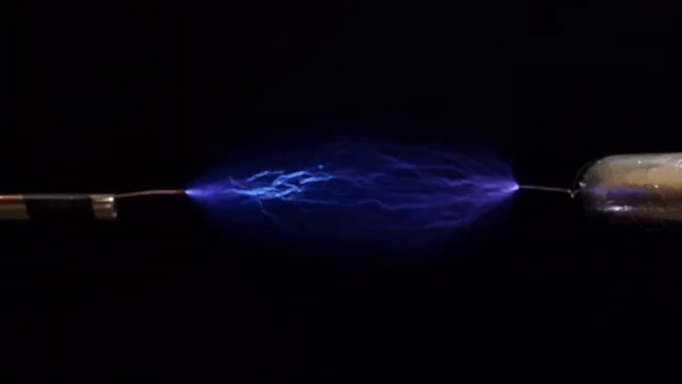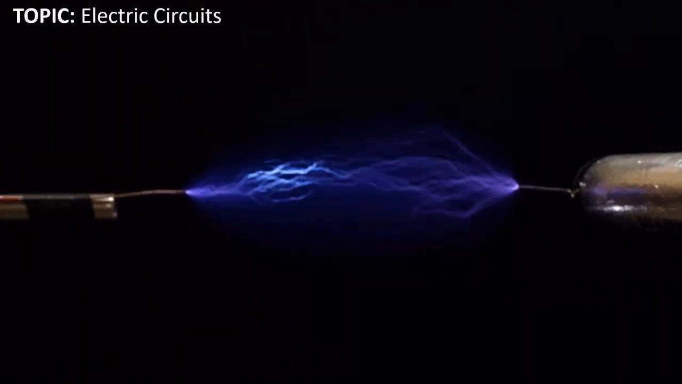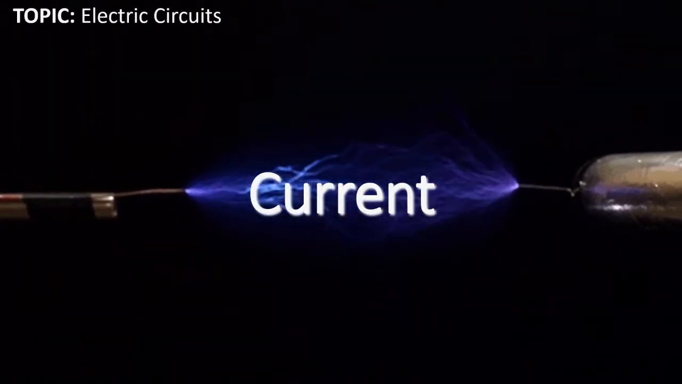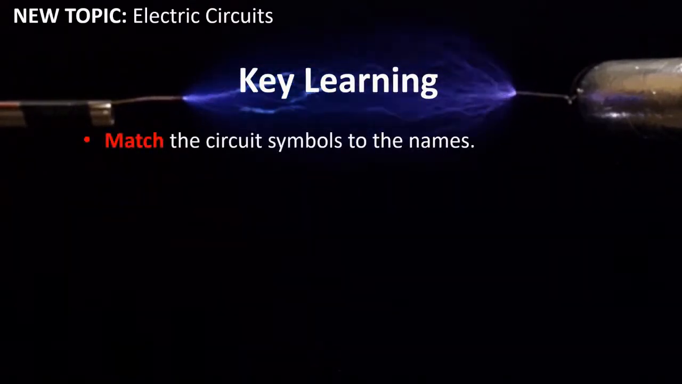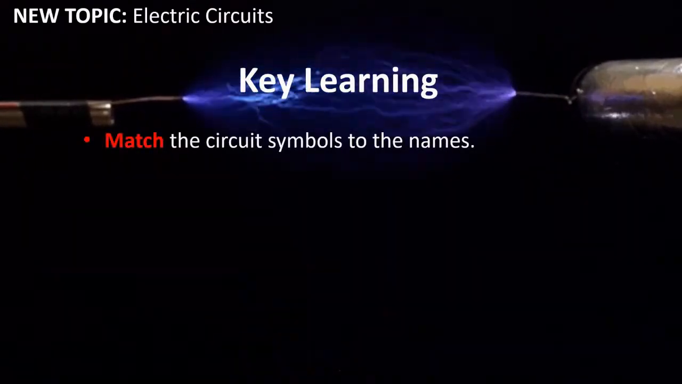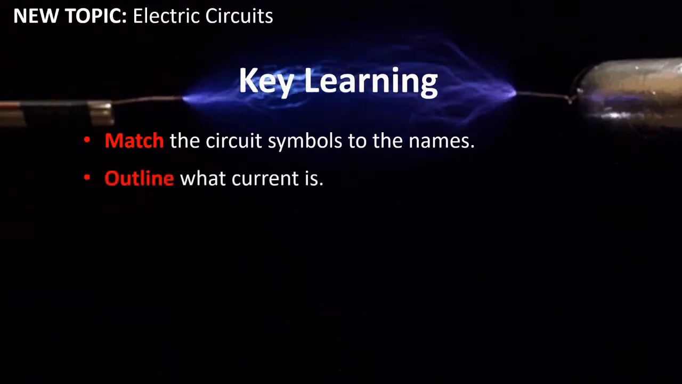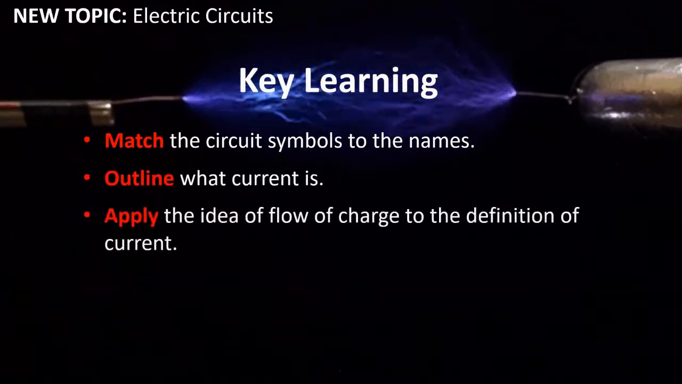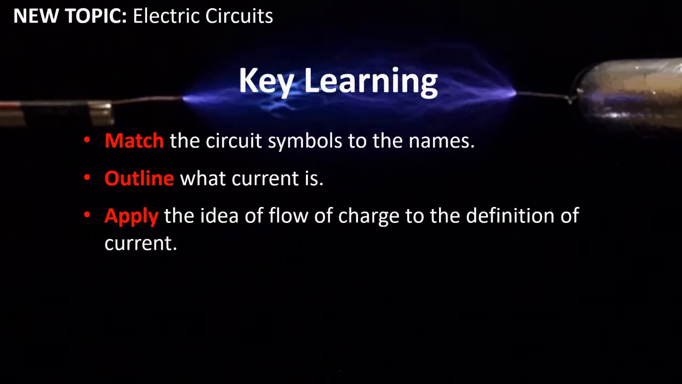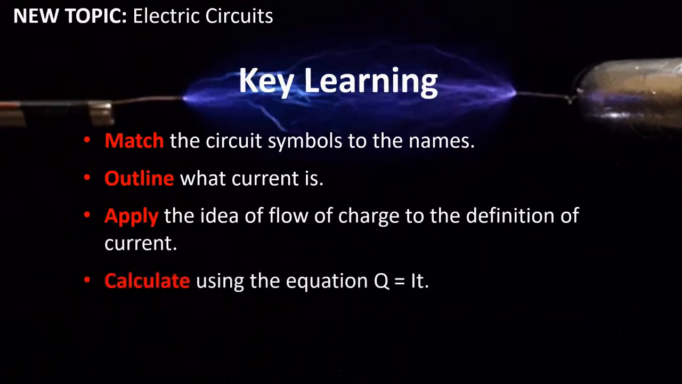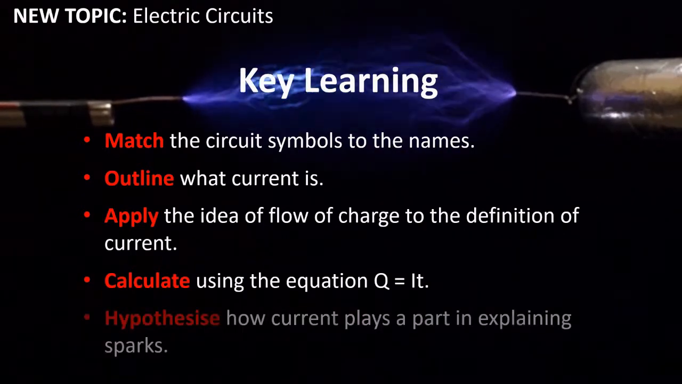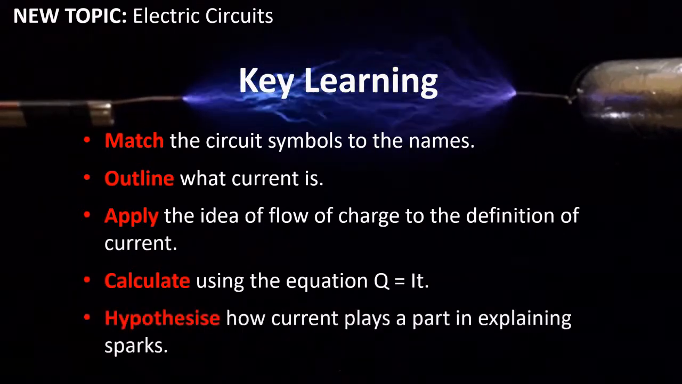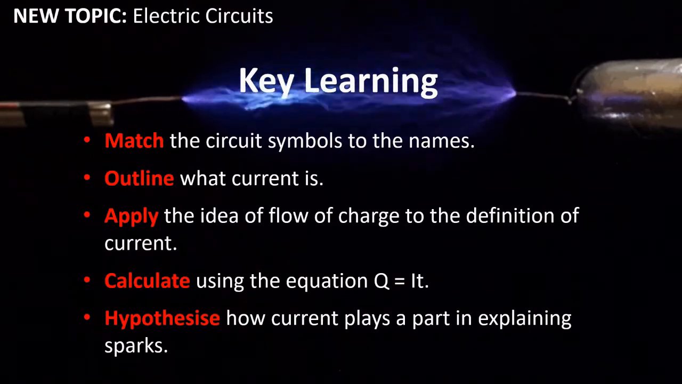Welcome to the next lesson in the topic of electric circuits, current. Today's key learning is: match the circuit symbols to the names of components, outline what current is, apply the idea of flow of charge to the definition of current, calculate using the equation Q equals IT, and finally hypothesize how current plays a part in explaining sparks.